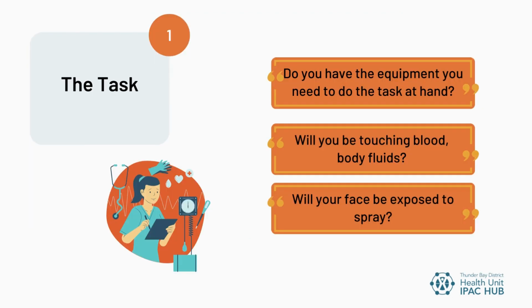Now we're going to take a look at each one with a little more depth, starting with the task at hand. So consider the tasks you are about to perform. Do I have the equipment I need to do this task? If the answer is no, gather the supplies and equipment needed before starting the task. Will I be touching blood, body fluids, secretions, excretions, or other potentially infectious material? If you answer yes, you want to wear gloves if the task involves contact with those examples listed, and clean your hands. You also want to consider additional PPE.